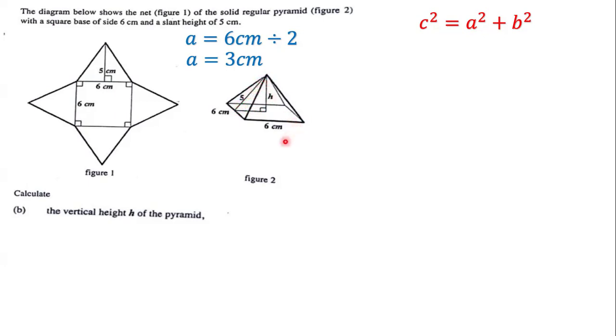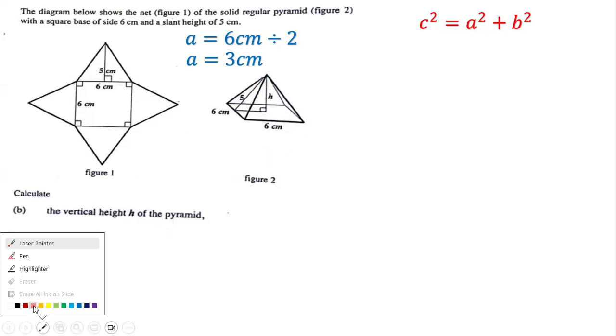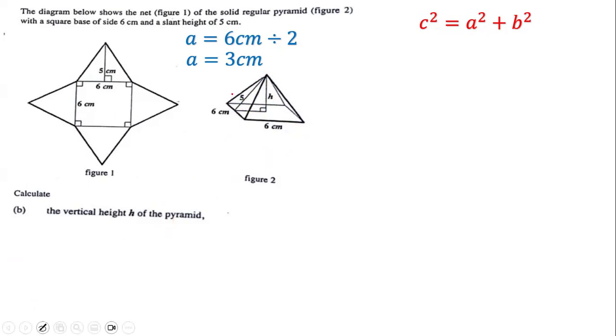And so what we have to do is label this. So we have that C, which is the hypotenuse, is equal to 5 centimeters. All right, that's what C is. We have that A is equal to 3. And the reason why we know that A is equal to 3 is because this right here is 3 centimeters.